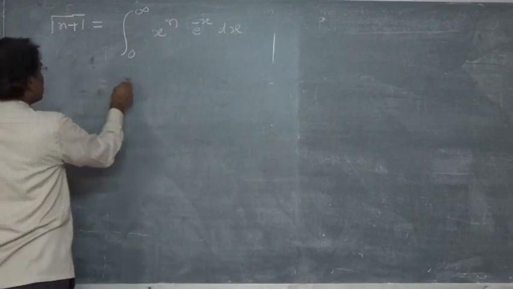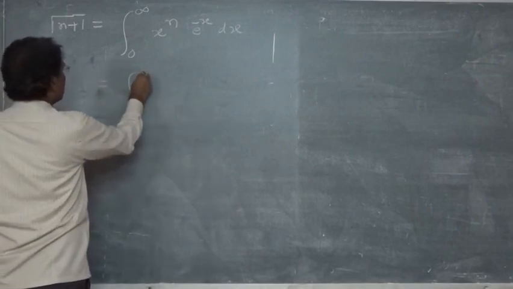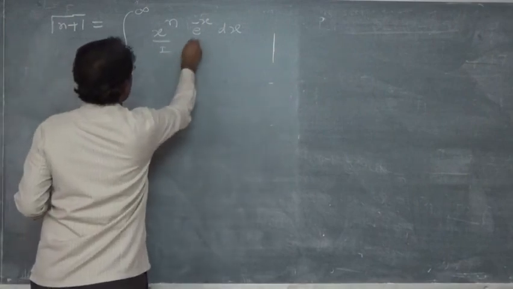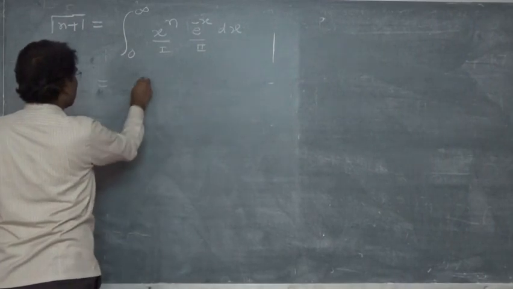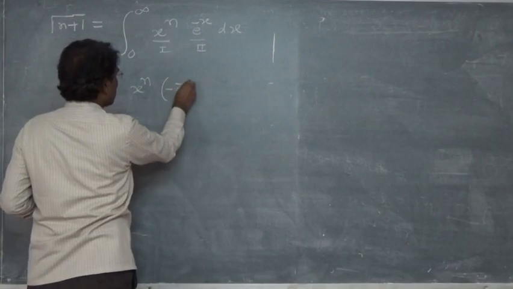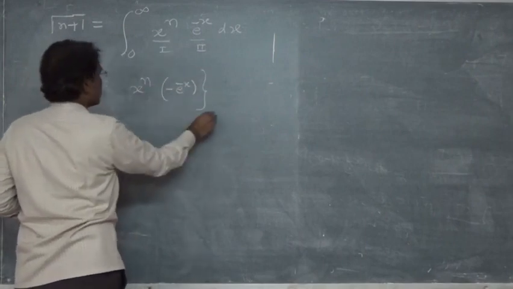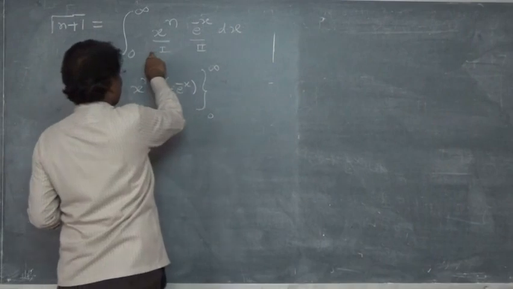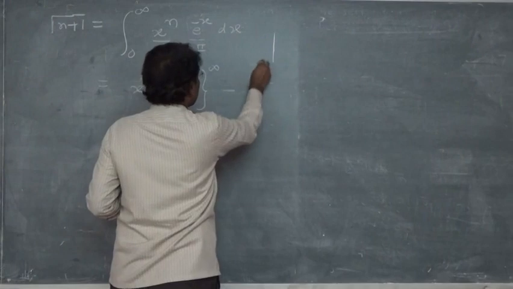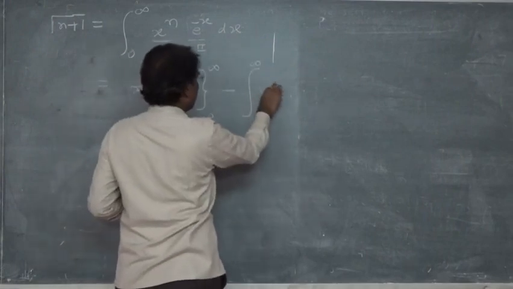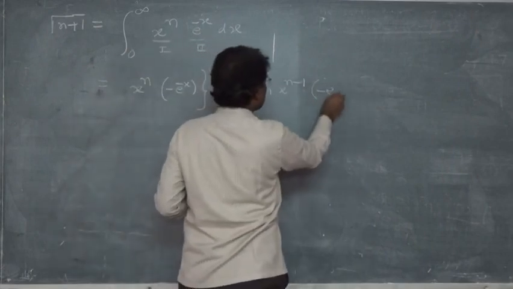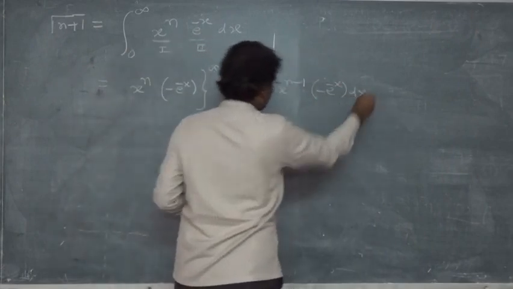So now this becomes, from 0 to infinity, we take x raised to n as the first function and e raised to minus x as the second function. First function as it is, integration of e raised to minus x is minus e raised to minus x, with limits 0 to infinity. Minus integral sign, differentiation of first function, n x raised to n minus 1, into integration of second function, which is minus e raised to minus x, dx.